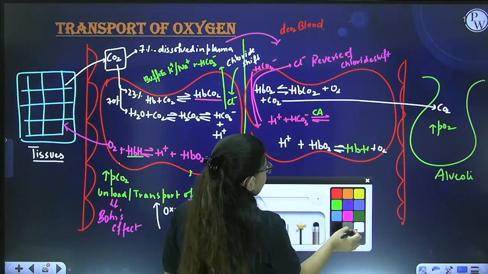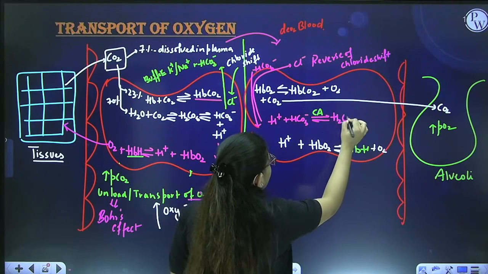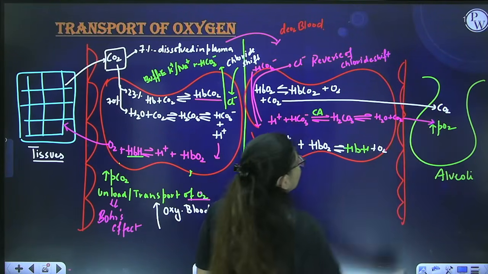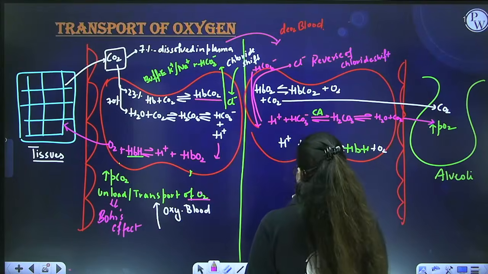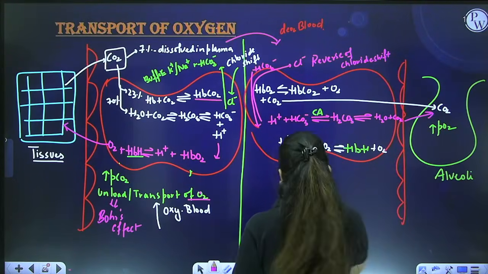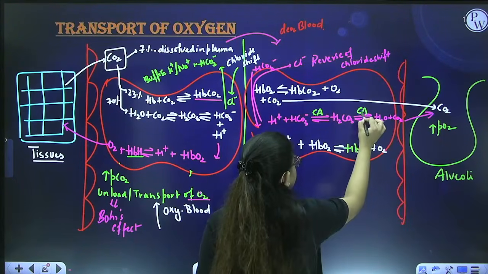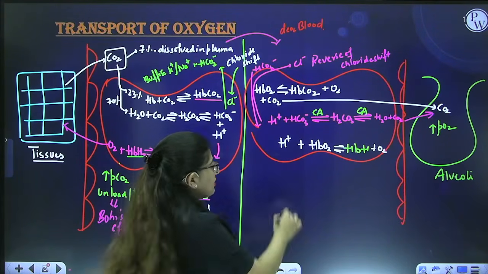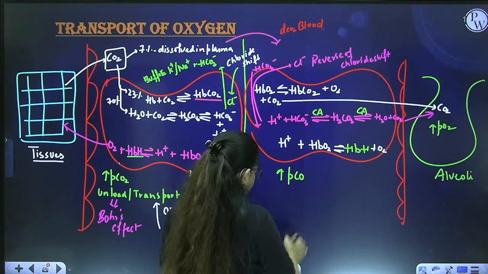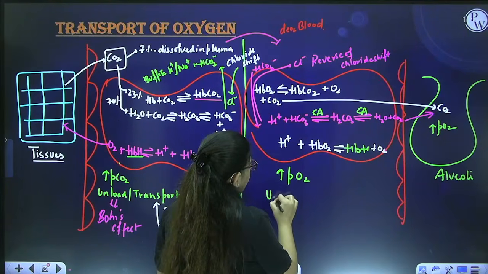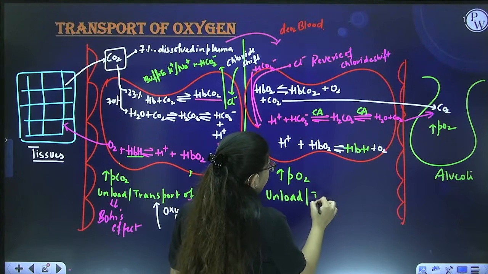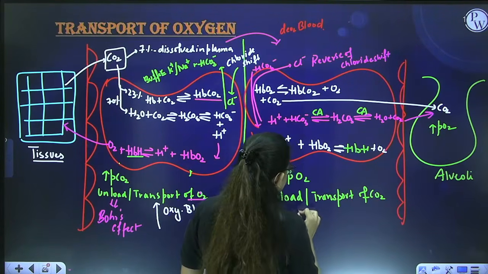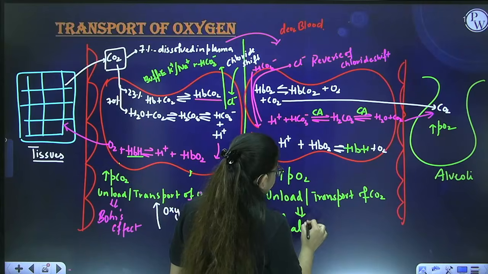And what will be formed, guys? H2O plus CO2, and CO2 will go into the alveoli. The enzyme will be the same. That's why we say it's a reversible process. So this is how, near the alveoli, an increase in partial pressure of O2 leads to unloading or transport of CO2. You call this effect, which is quite opposite to Bohr's effect, Haldane's effect.